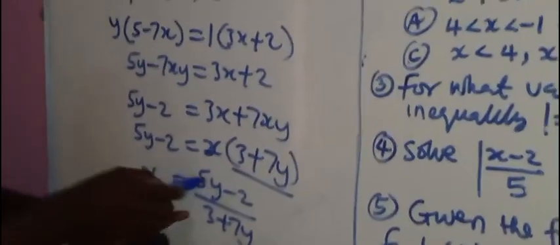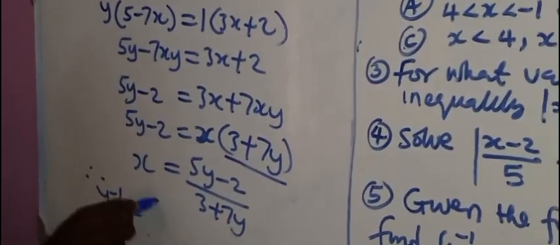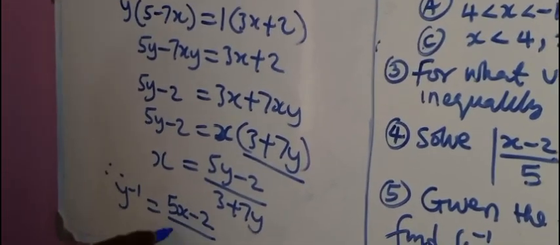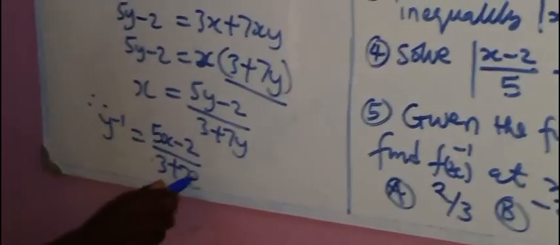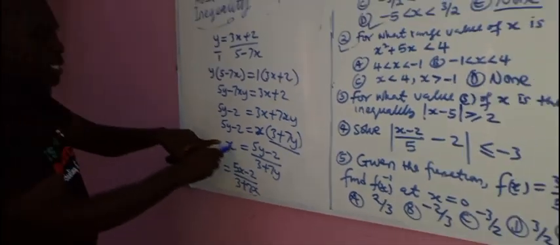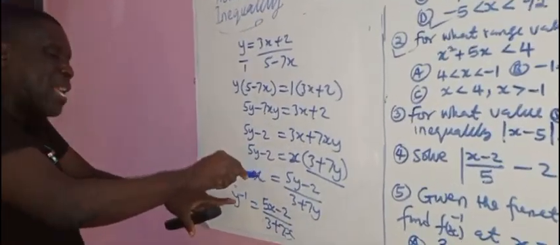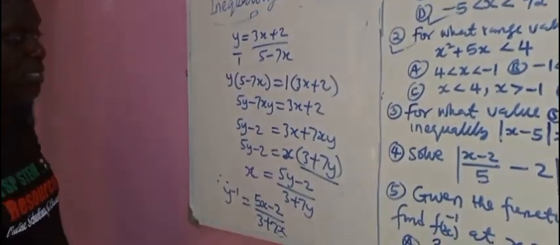Now, inverse. Do you know the meaning? It means that wherever you see y here, you return x back there. So the inverse will now be 5x minus 2 divided by 3 plus 7x. That is the step. Simple. After you have made x the subject of the formula, it will be in terms of y. You will now replace this back into the expression. That is how to find the inverse.